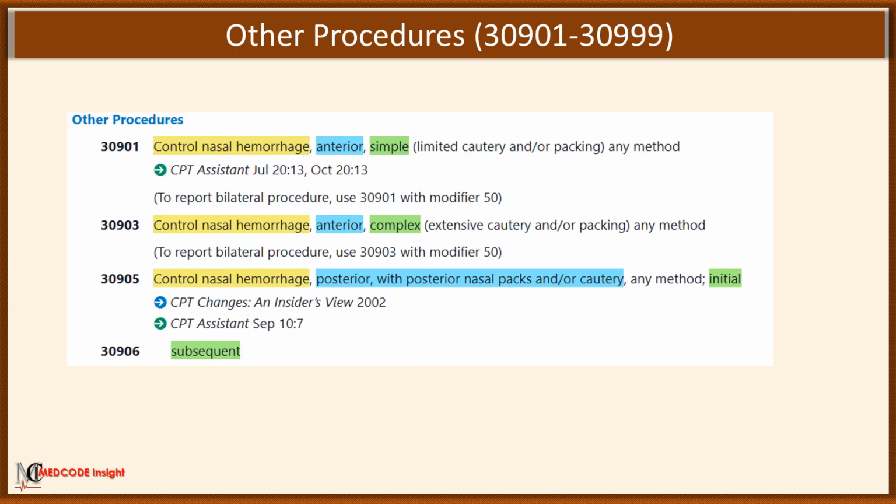Code 30901 to 30906 are used to control epistaxis or nosebleed. Use CPT code 30901 or 30903 when the provider controls anterior nasal bleeding. Use code 30905 or 30906 for posterior nasal bleeding. Anterior bleeding can be classified as simple or complex, while posterior bleeding can be either initial or subsequent.